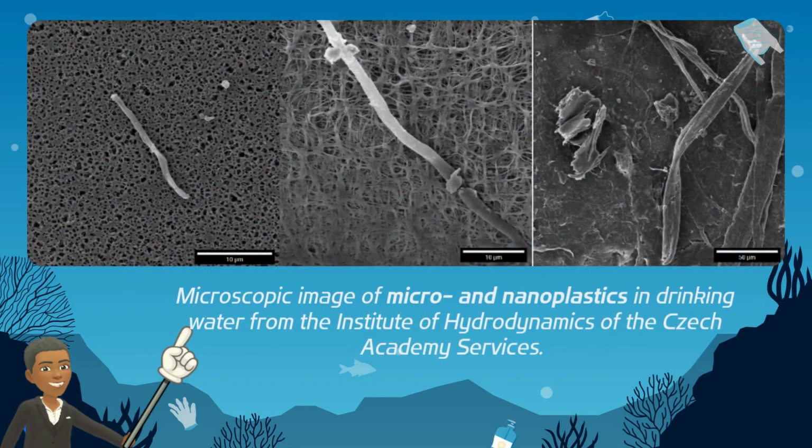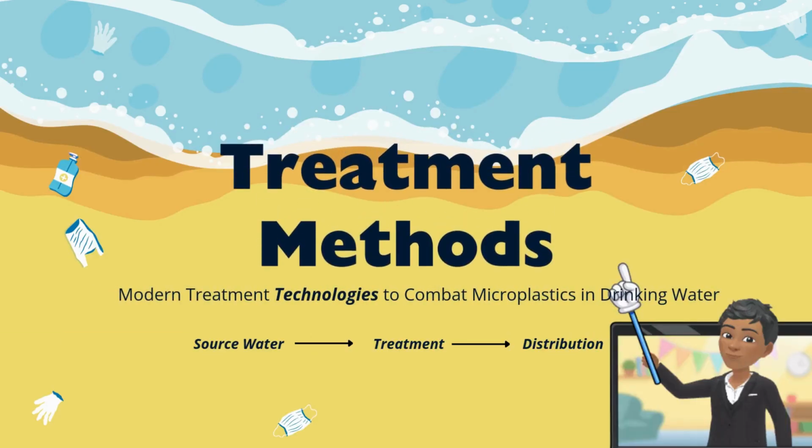This microscopic image showcases micro and nanoplastics in drinking water from the Institute of Hydrodynamics of the Czech Academy of Sciences. So now we'll be talking about the treatment methods used in order to combat microplastics in drinking water. In these methods, the water usually goes through three main steps. The first step is source water, and this is the raw, untreated water that is pulled from rivers and lakes in order to be purified.